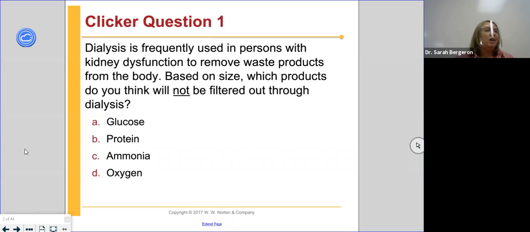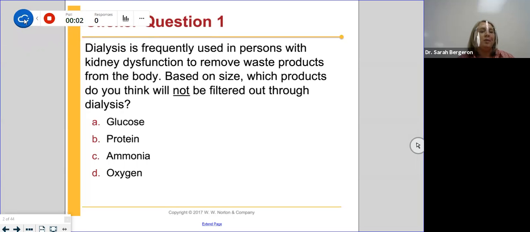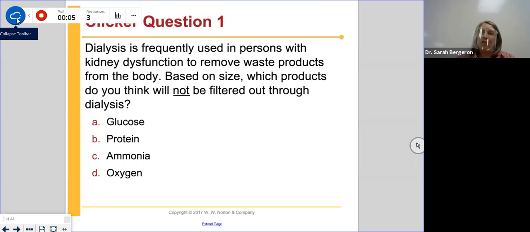All right, so we talked in chapter 1 about dialysis. You have your protein at some point during purification, and a lot of times you have it in a really high salt concentration, so you put it into dialysis tubing, and then you put it into a buffer so that you can exchange those ions. So this is an application of that concept. Dialysis is frequently used when people have kidney malfunction or no function. The whole point of dialysis is to remove waste products from the body. So based on size, what products do you think will not be filtered out through dialysis?